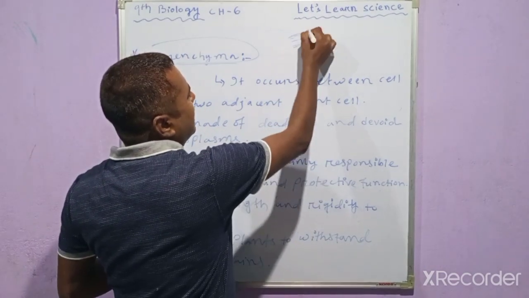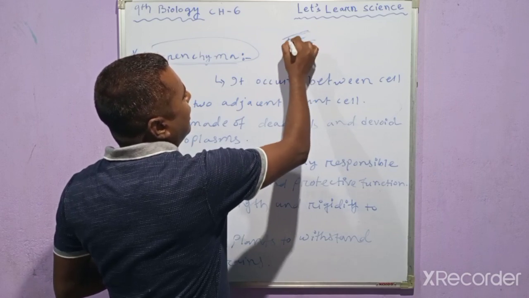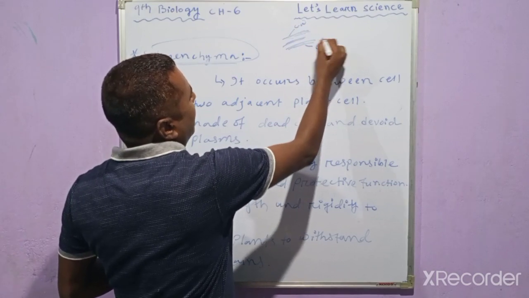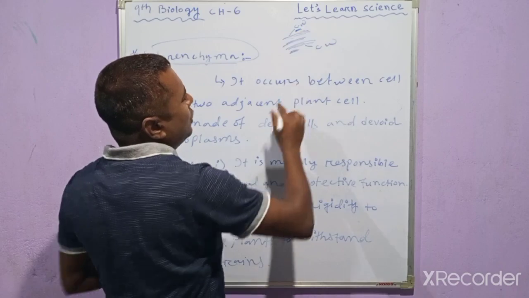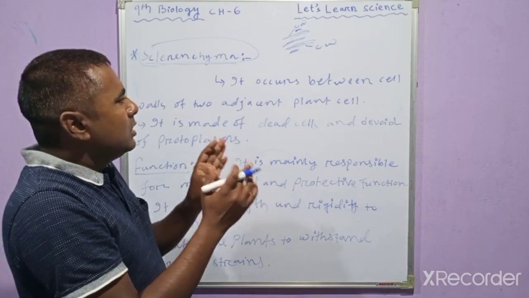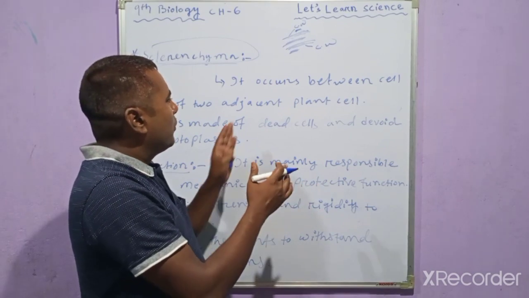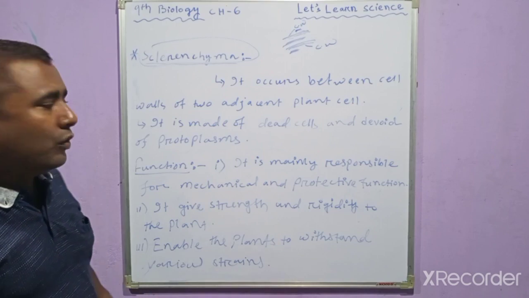This is the cell wall. This one is also a cell wall. Over here, what happened? In between, this is a cell wall. This is also a cell wall. So in between those, over here a cell is there. Here also a cell is there. So in between the cell walls of two adjacent plant cells, what is found? Sclerenchyma is found.